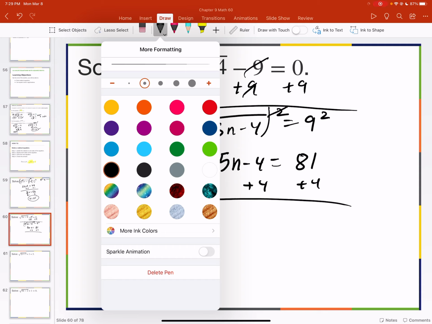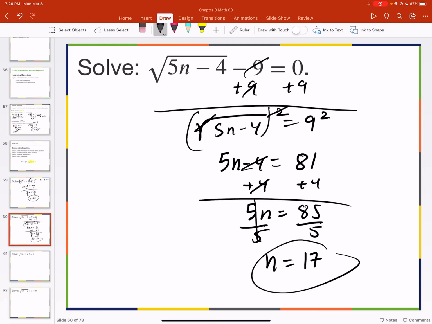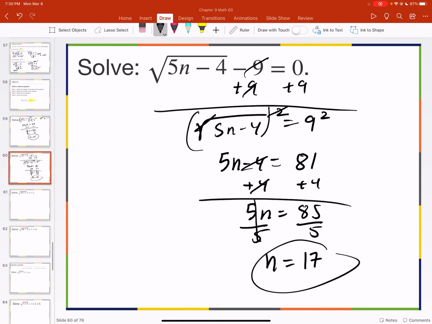Then we solve for n, so we add 4 to both sides. This will cancel, and you get 5n is equal to 85. Then divide both sides by 5, and n is equal to 17. Dividing 85 by 5 gives you 17. Okay, fine.